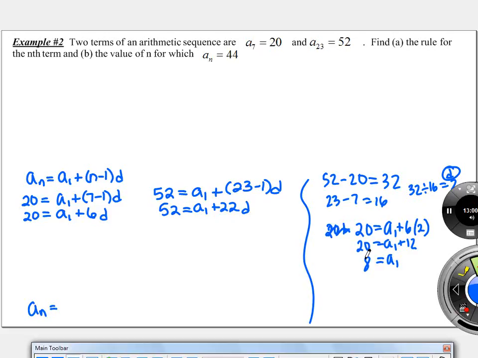So either way that you solve it, we're figuring out that A1 is equal to 8, and D is equal to 2. That's not my final answer, but those are the key pieces of information to then write the most accurate rule.